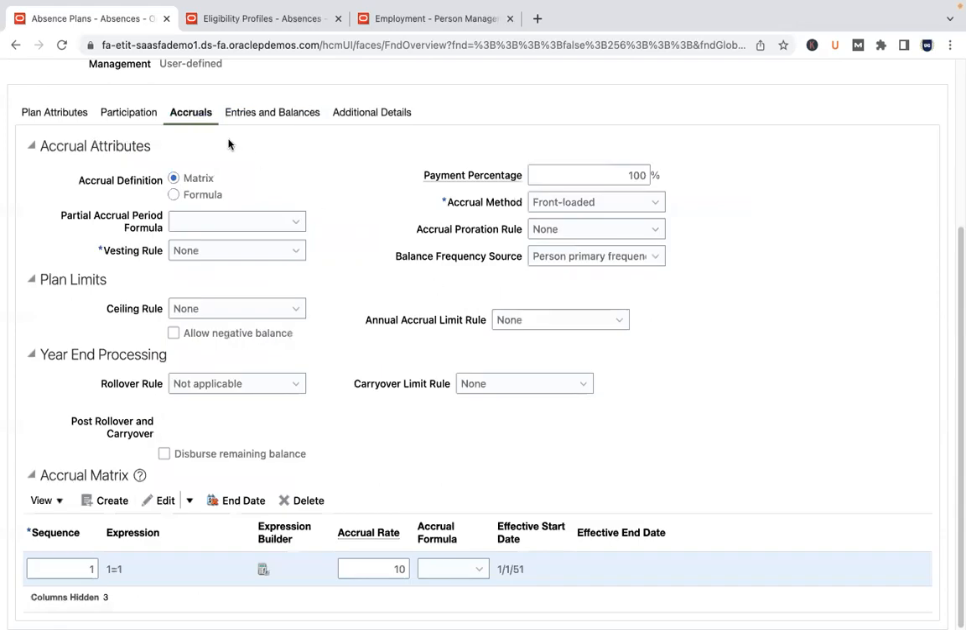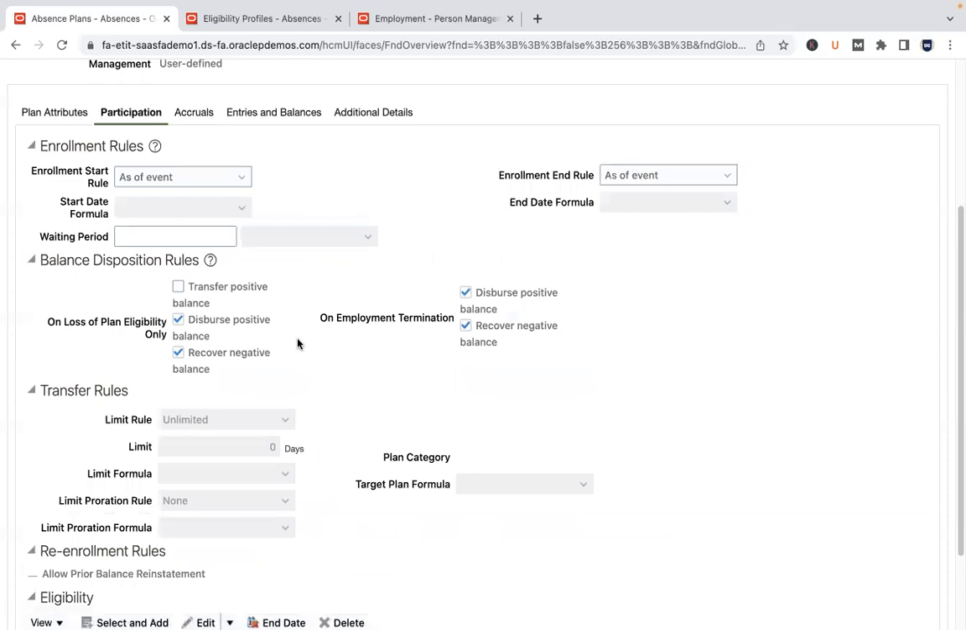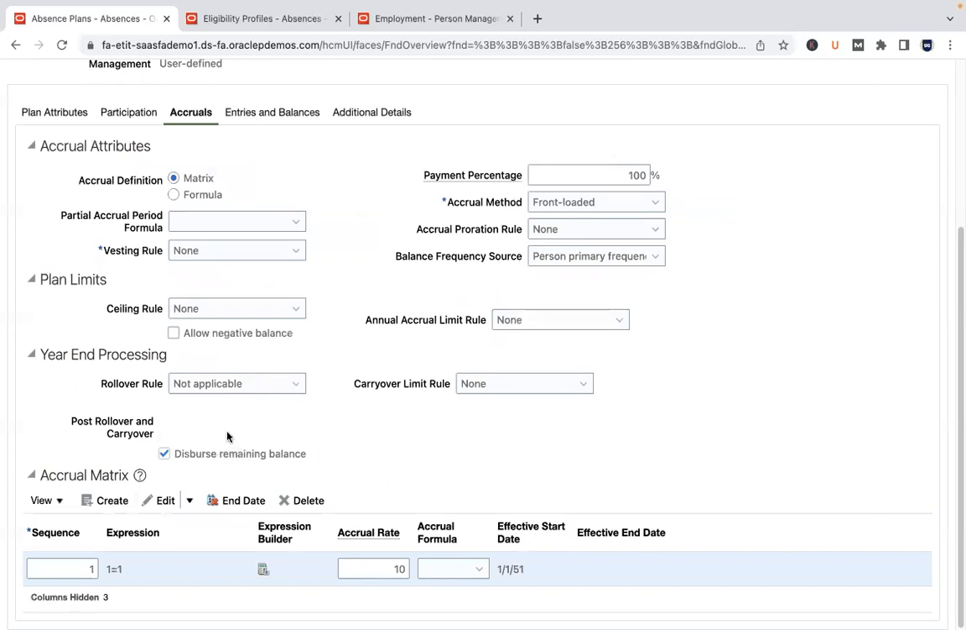Remember, there's one more option here in the accruals. In the accruals, you say disperse remaining balance, meaning if there is any unused balance, disperse it at the year end. So in the participation, you only mention what you need to do if an employee becomes ineligible or is fired, right? In the accruals, you mention what needs to happen at the year end. At the year end on 31st of December, if you have any unused leaves, let's pay them out. In such a case, you say disperse remaining balance.